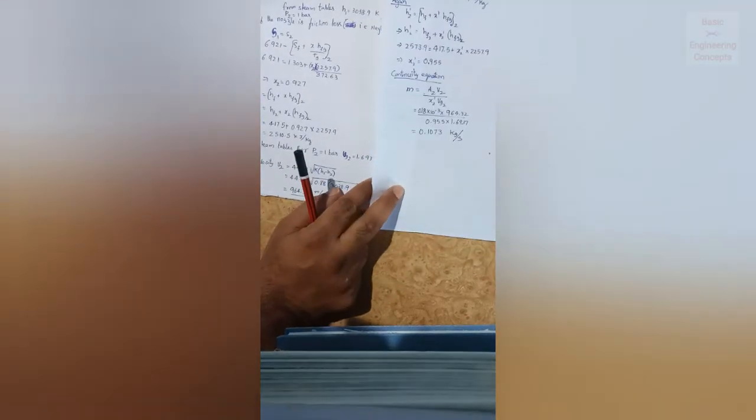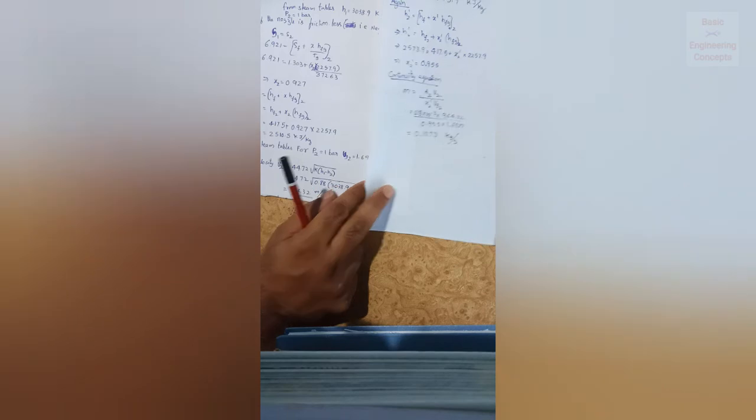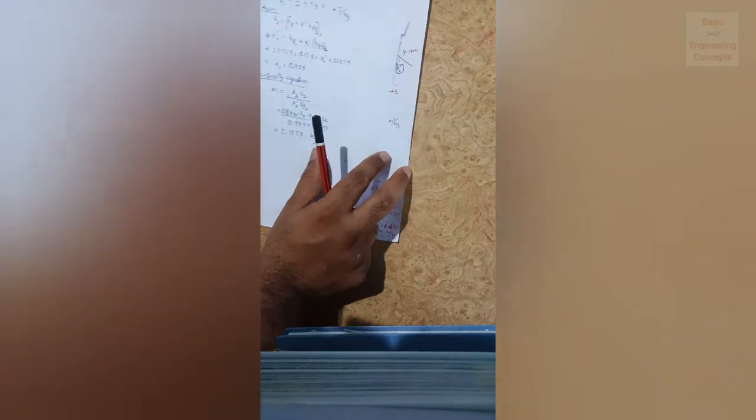But our practical value is not H2. It is H2 dash. The practical value is H2 dash. We have to take into account friction. So H1 minus H2 dash is equal to K times H1 minus H2. So 0.88 into 3038.9.